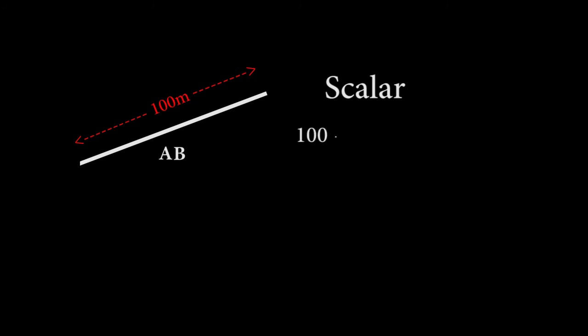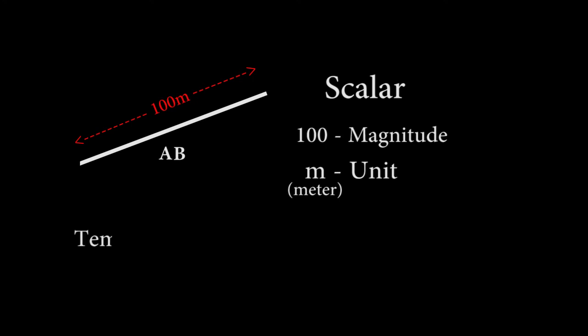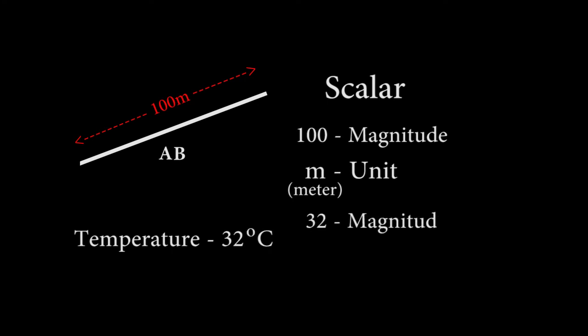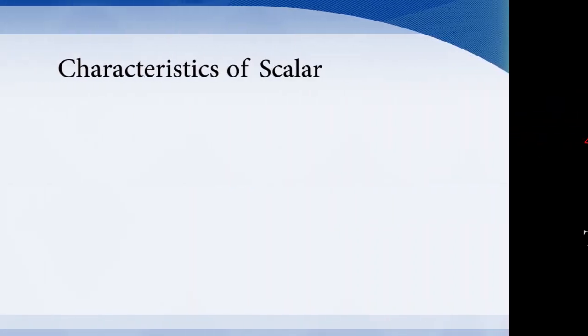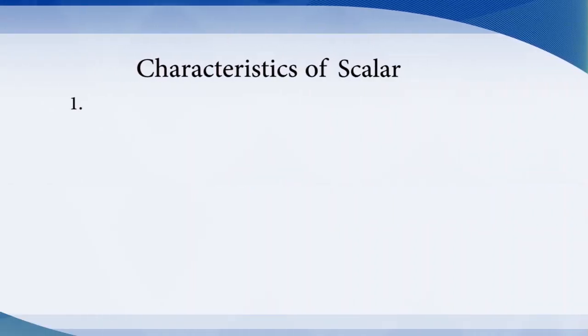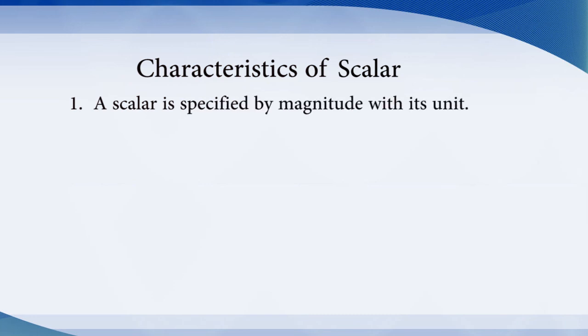Here, 100 is magnitude and m is unit. Similarly, say, temperature is 32 degrees centigrade. Here, 32 is magnitude and degree centigrade is the unit of measurement. Therefore, a scalar is specified by magnitude with its unit.